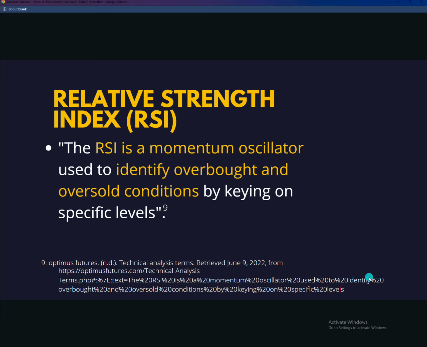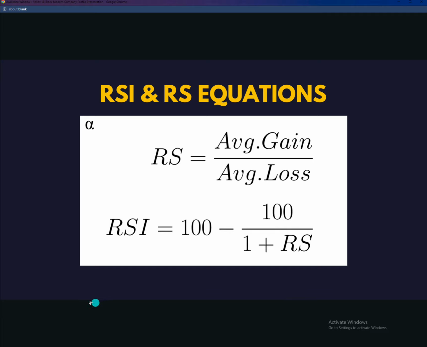RSI is a momentum oscillator used to recognize overbought and oversold conditions. The way you calculate the relative strength index, or RSI, is by choosing a time period previously in the past. Generally, a time period of 14 periods is used to calculate the RSI. Calculate the average gains divided by the average losses over the chosen time period, and this will be our relative strength value, also known as RS.